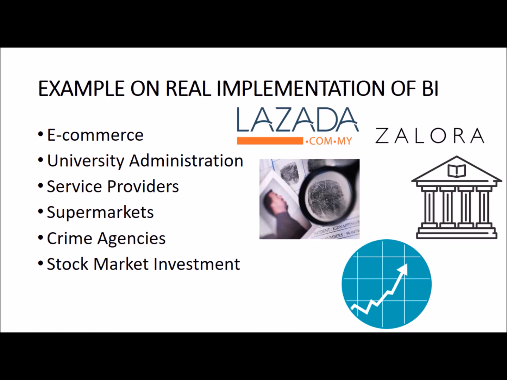Next one is supermarkets. Supermarkets have lots and lots of products in their shop, so they need business intelligence to compute which products make lots of profit and which products have not been bought for 3 months, so they can disregard these products and control their profit and loss in their business.